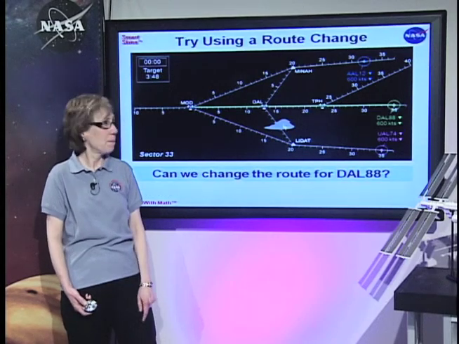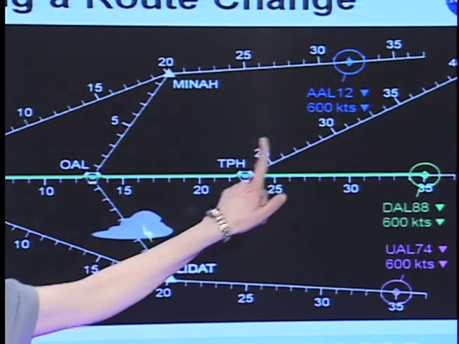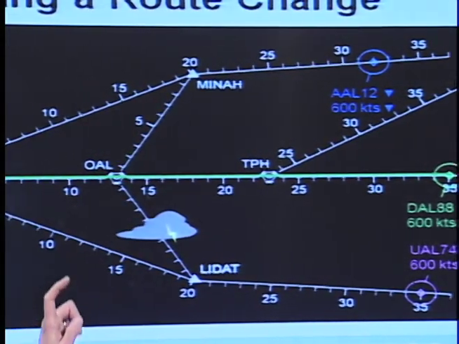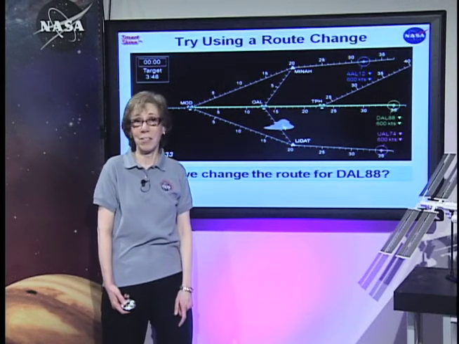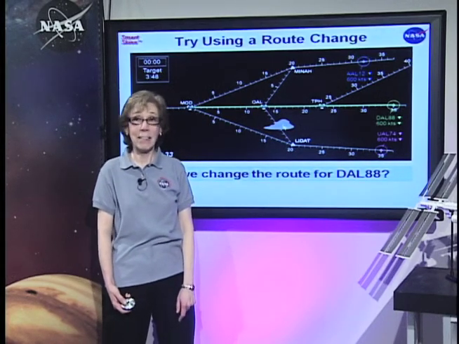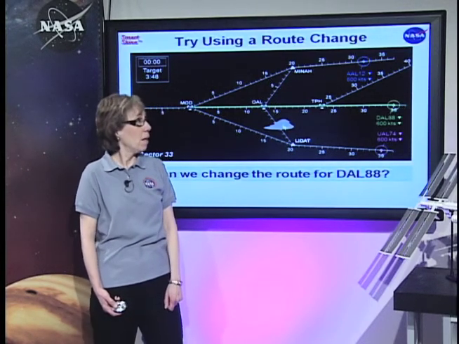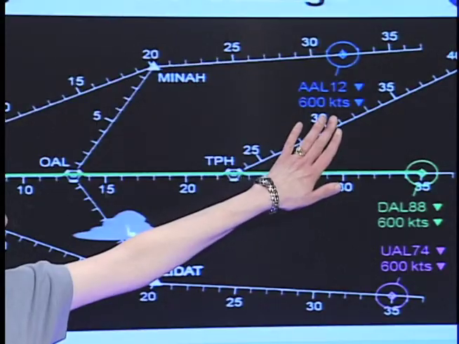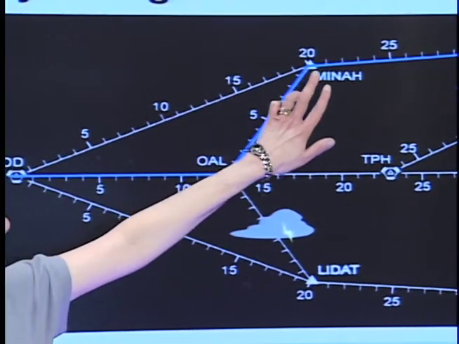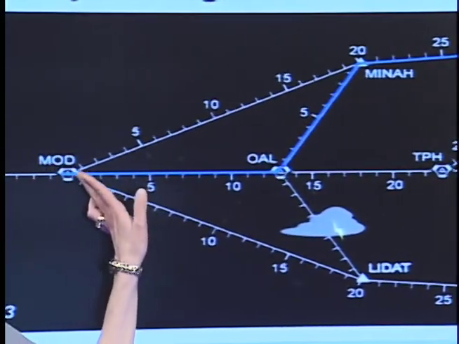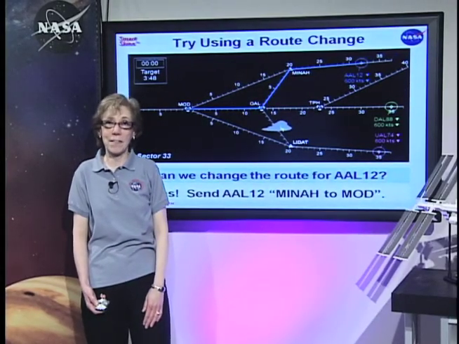How about Delta? Well, the only possibility would be to send Delta along one of these little spurs. But Sector 33 is an approach sector. We don't want to send a plane backward, and we don't think that a pilot or a passenger would be very happy about that if we did. So no, we can't change the route for Delta 88. How about for American? Well, yes, we can make a change. We can send American direct from Mina to Modesto. Okay? And let's see what happens if we do that.